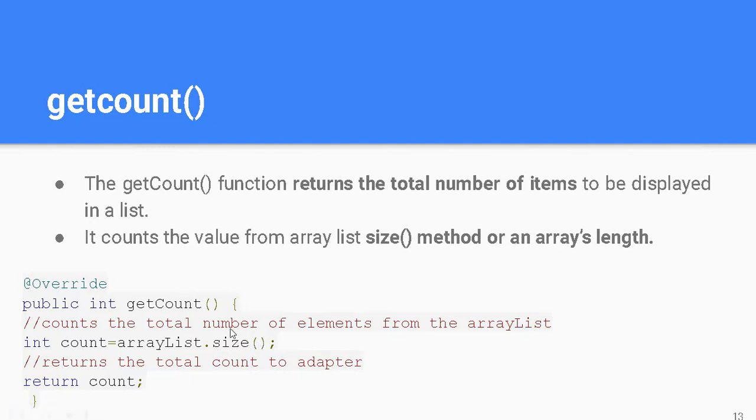It will provide you the number of elements from the array list, and it will reside in the count variable, and the count variable will be replaced with your return keyword, so it will return an integer value with your getCount, so you can get the size of the array list.